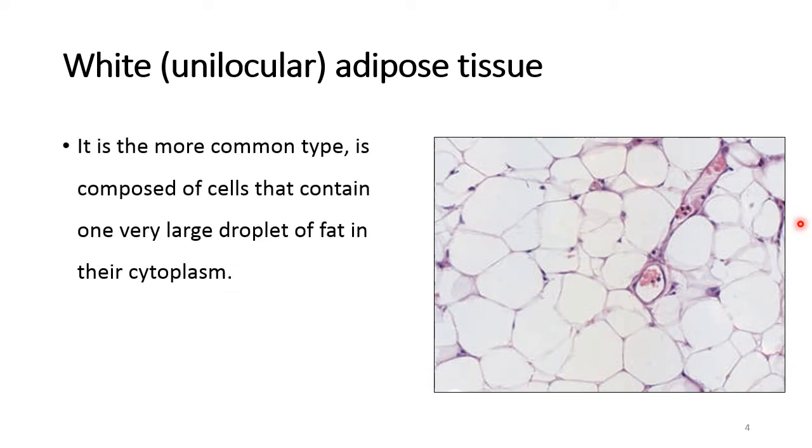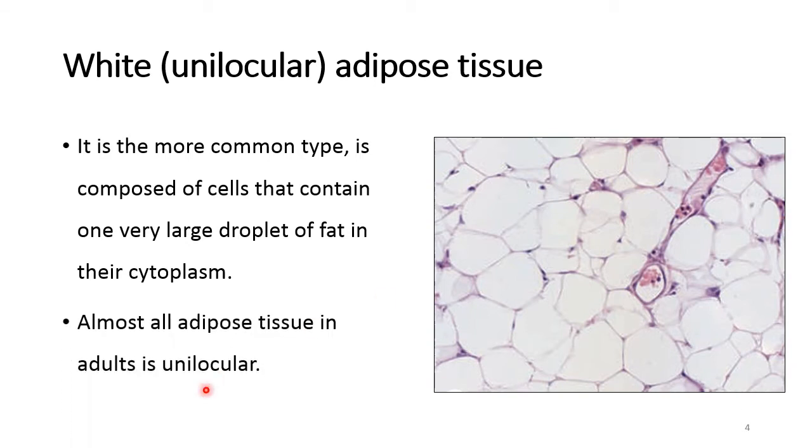The white adipose tissue or unilocular adipose tissue is the more common type and is composed of cells that contain one very large droplet of fat in their cytoplasm. In this image you will see white adipose tissue, and here these are the blood vessels. Almost all adipose tissue in adults is unilocular.